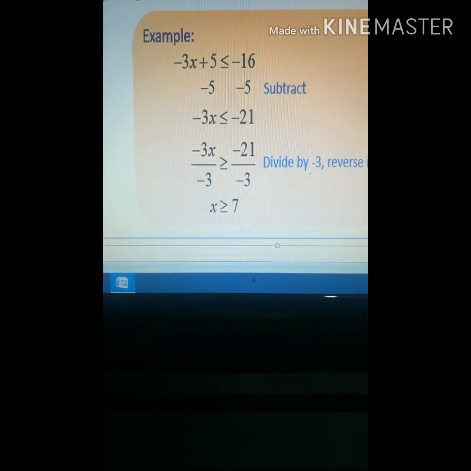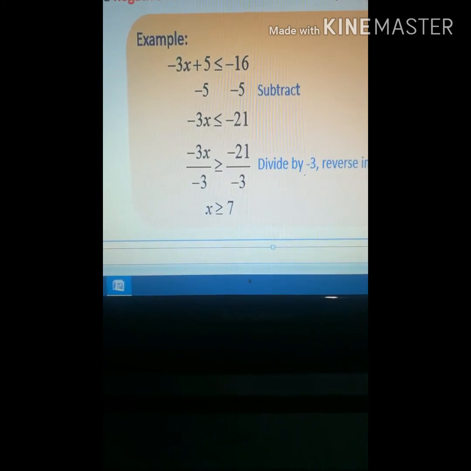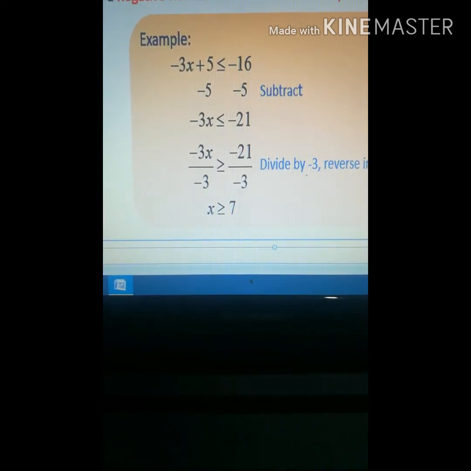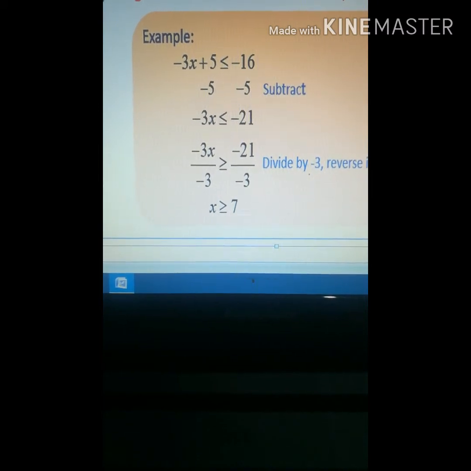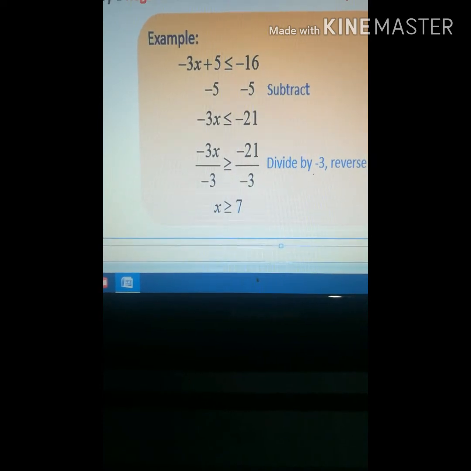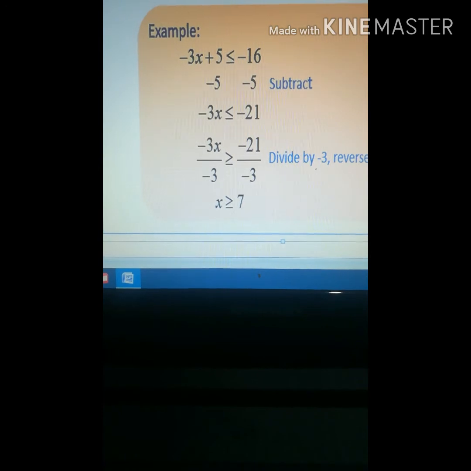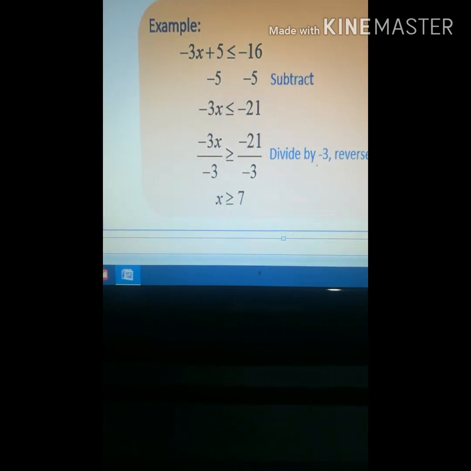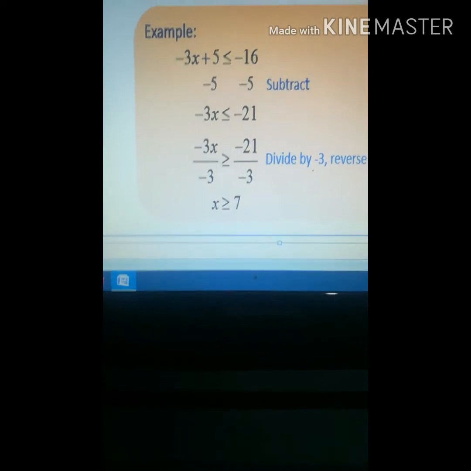Minus 16 minus 5. Here we have the same sign, so you add, then take the bigger number's sign. Minus 16 minus 5, or minus 16 plus minus 5, it works too. So it's minus 21. Add, then take the bigger number's sign. So we have minus 21 here.